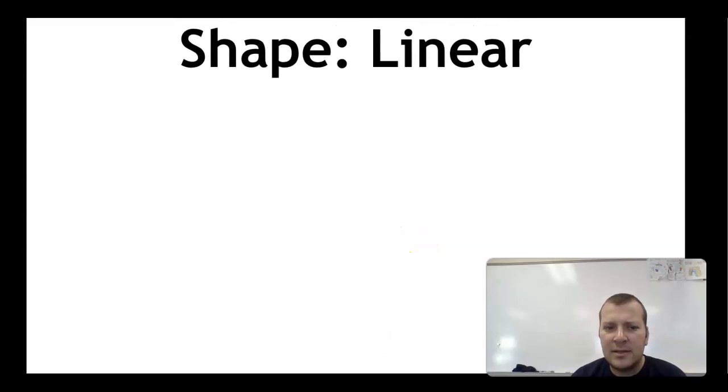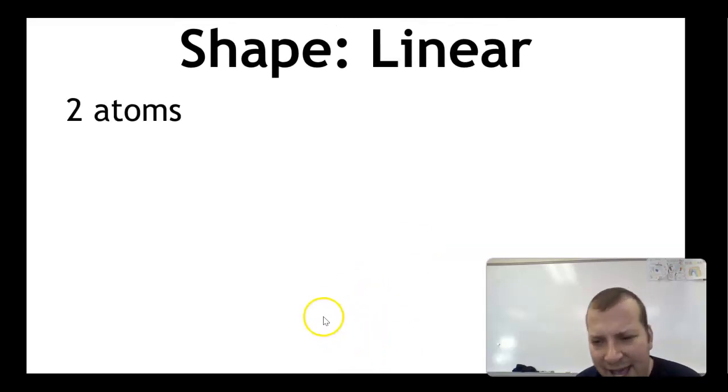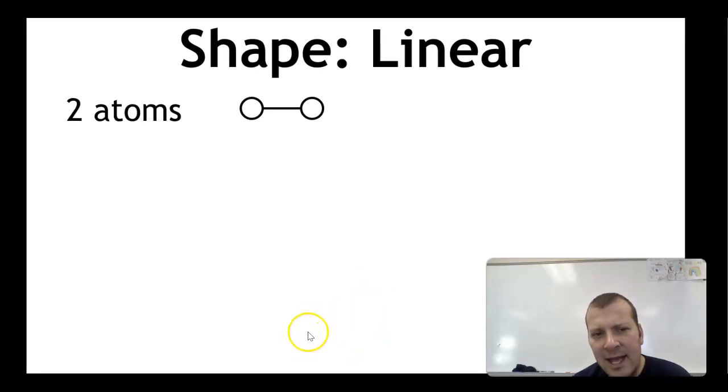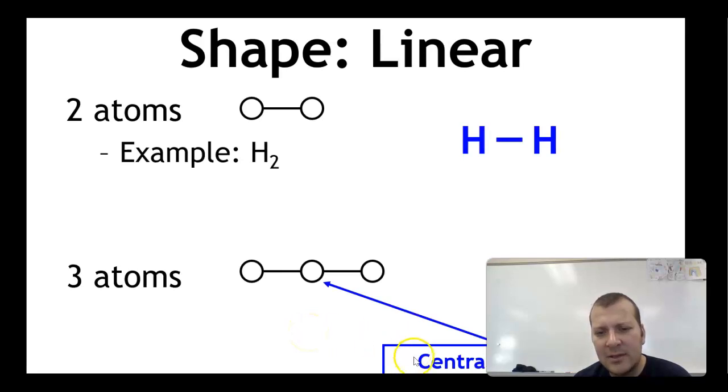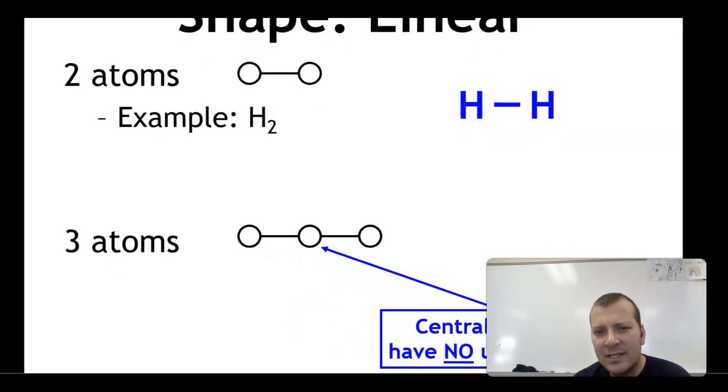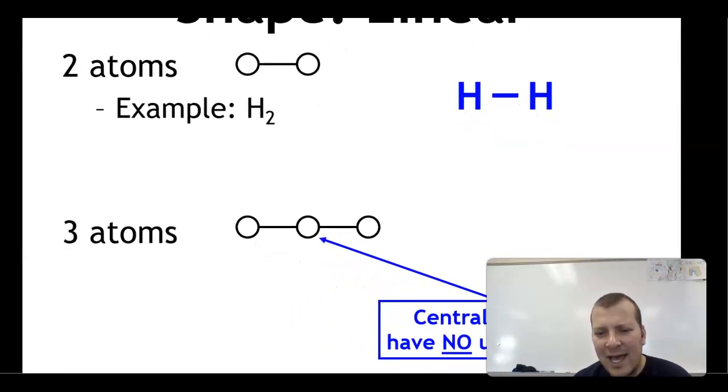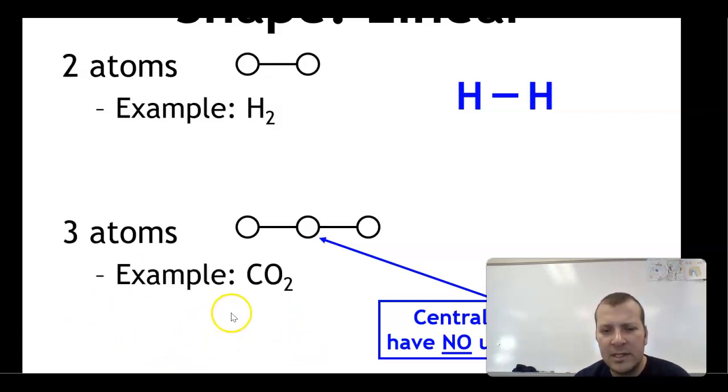First one is linear. Linear is going to be the first shape. That occurs when there's 2 atoms, looks something like that, or 3 atoms, and looks something like that. In this case, the central atom must have no unshared pairs of electrons. Okay. Good example of that is CO2.